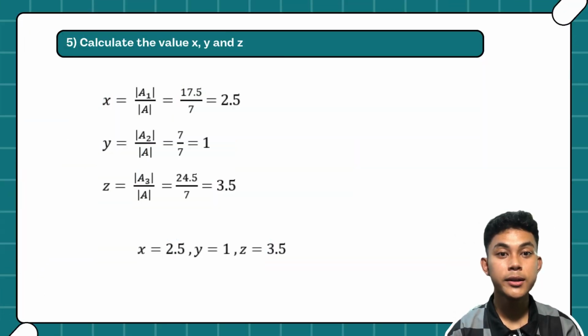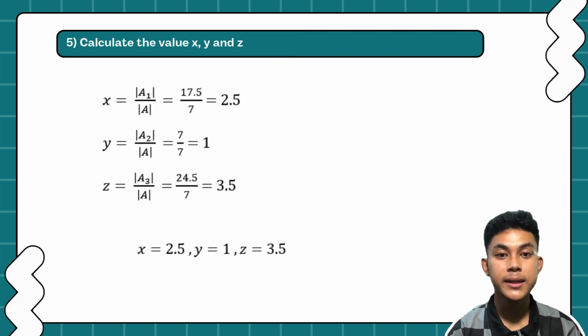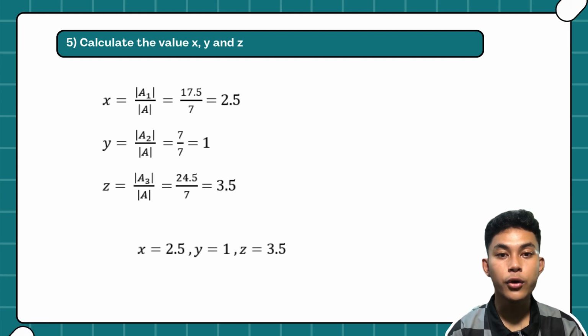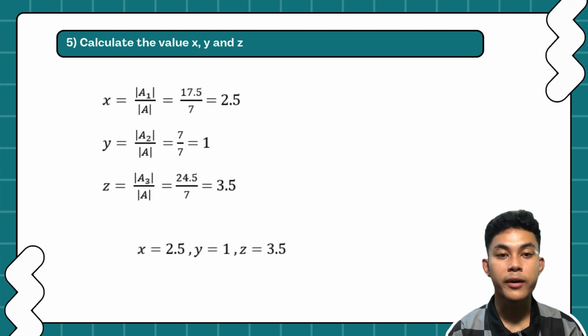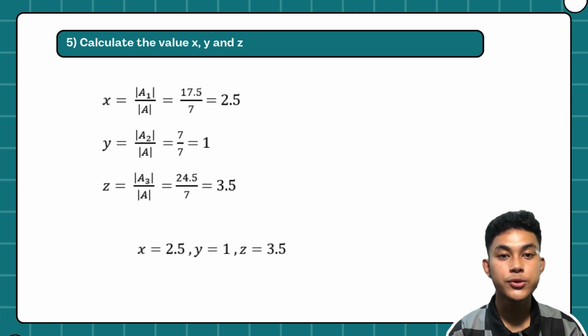Then, to calculate X, Y, and Z, we will replace the values of all determinants into the formula. The result is, we get the value of X is equal to 2.5, Y equal to 1, and Z is equal to 3.5.